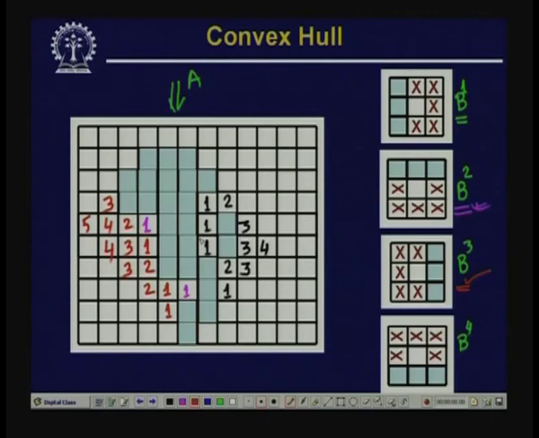Similarly, when I apply the structuring element B4, let me represent it in blue color. With B4, at the end of the first iteration, you find that this point I can fill up, but when I go for the second iteration, I cannot fill up any other point. So, at the end of convergence, this is the only point that can be added to my original set.